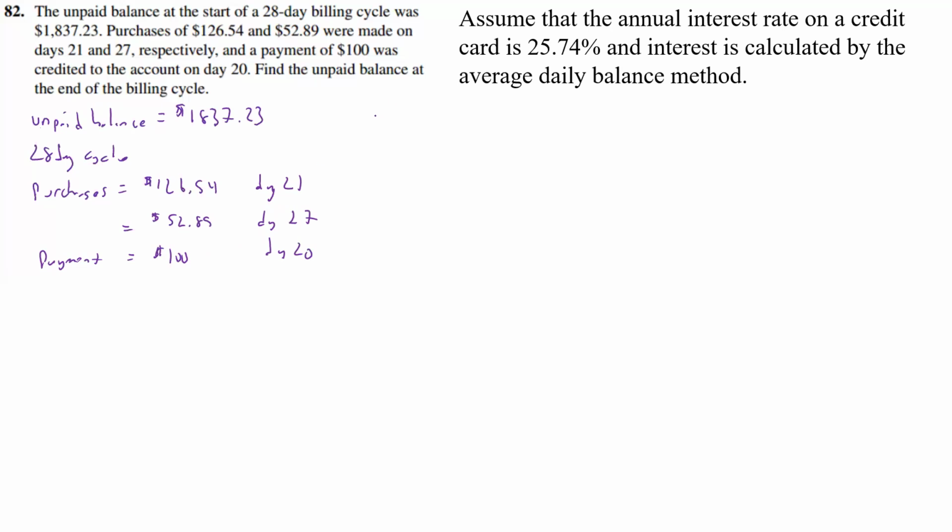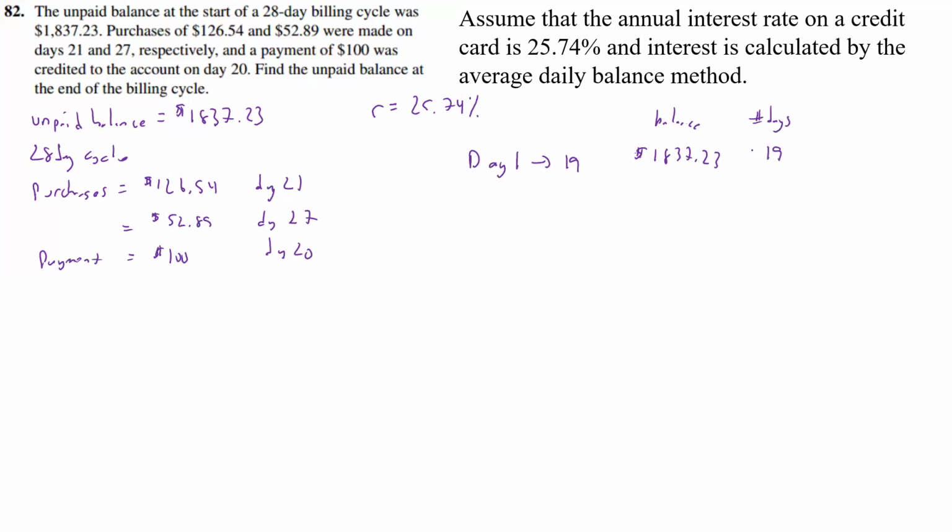All right. What else do we know? Well, our rate was 25.74%, and it's average daily balance. So let's make a table here. We have three different dates. So let's say we have days 1 through 19. What's that going to be? That's going to give us the balance, which was $1,837.23. The number of days at that was 19 days. And so that's the balance for that amount.